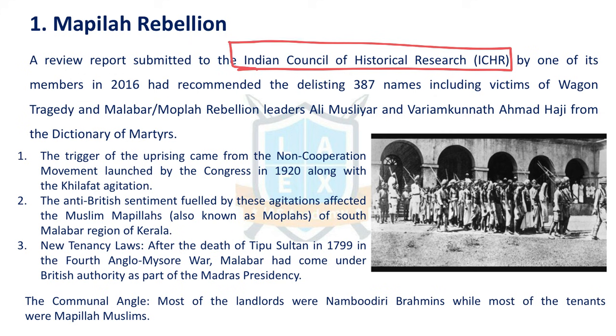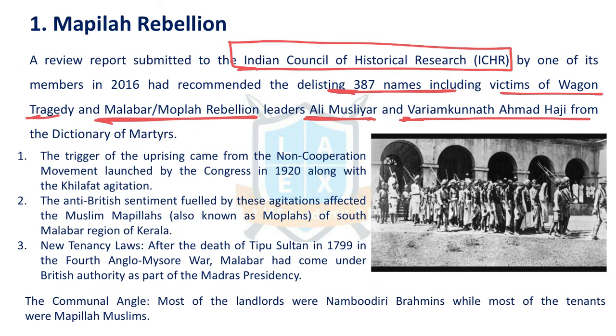It has delisted 387 names, including victims of the Wagon tragedy and the Malabar Mappila rebellions under leaders Ali Musliar and Variamkunath Ahmad Hazi. So from a dictionary of martyrs, they removed these names. And again, the government has appointed a 3-member committee to review the recommendations of ICHR. Now let us understand what this Mappila rebellion is.